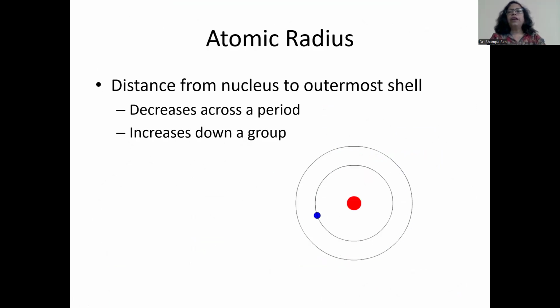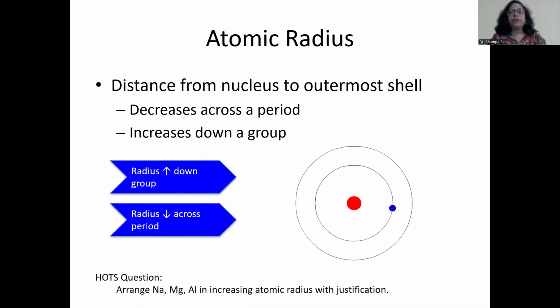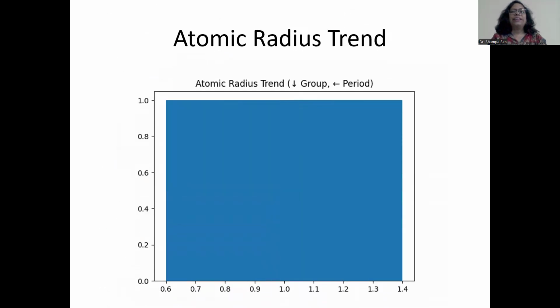Then we are going for the atomic properties. Atomic radius is the distance from the nucleus to the outermost shell. This decreases across a period, increases down a group. So you can answer one HOTS question, a higher order thinking skill question, here: arrange sodium, magnesium and aluminium in increasing atomic radius with justification. It's a task for you. Then the atomic radius trend is shown here. Already I explained this.